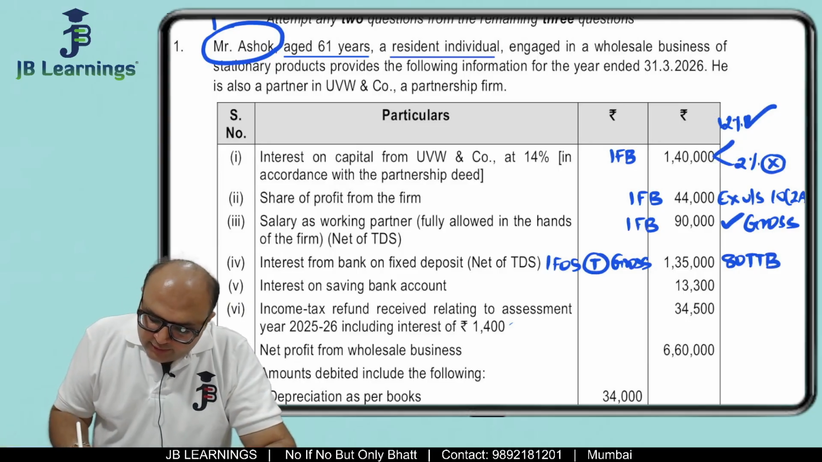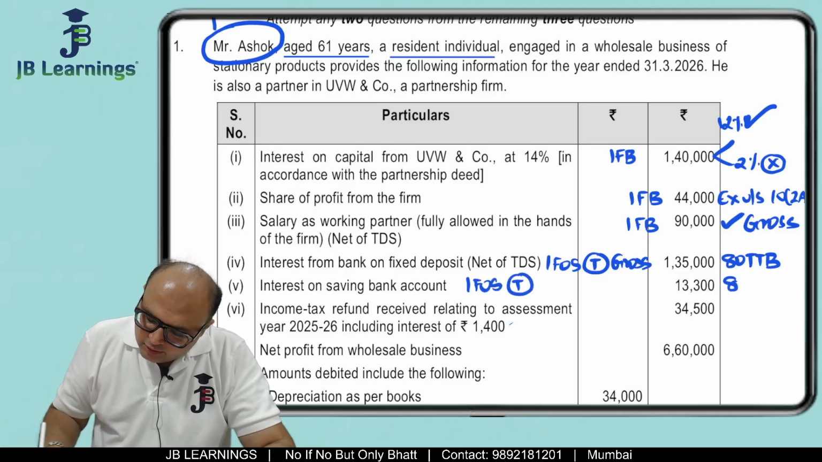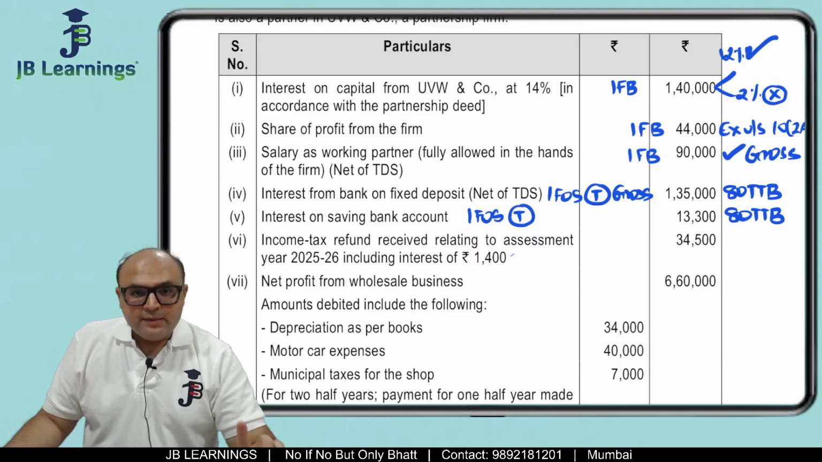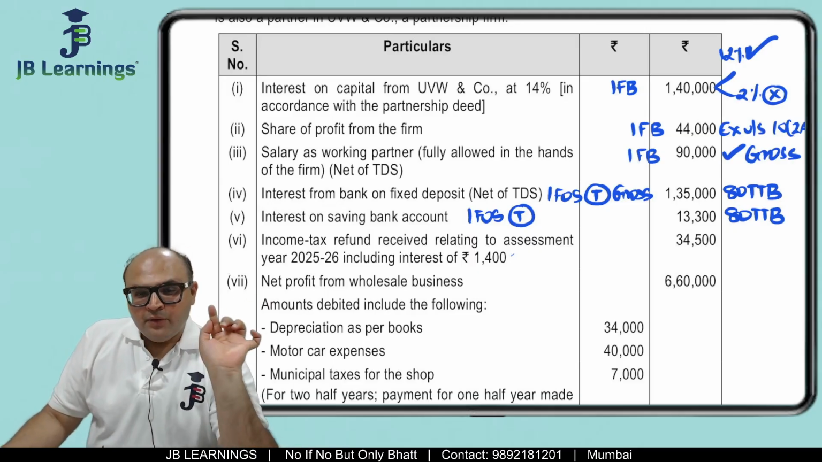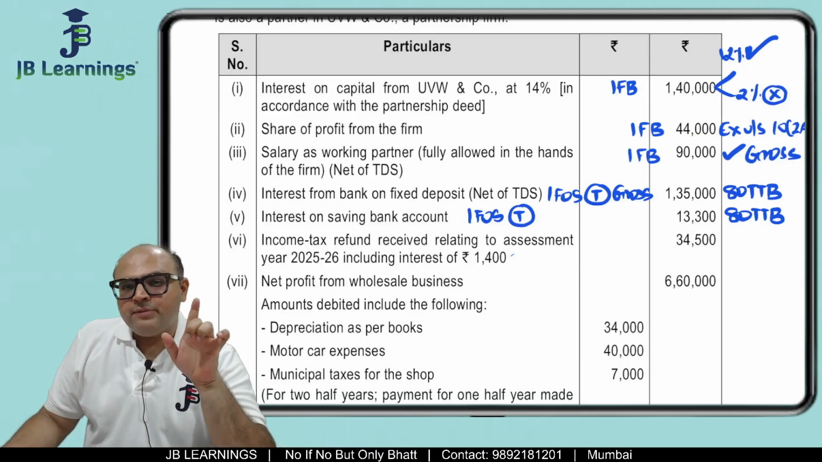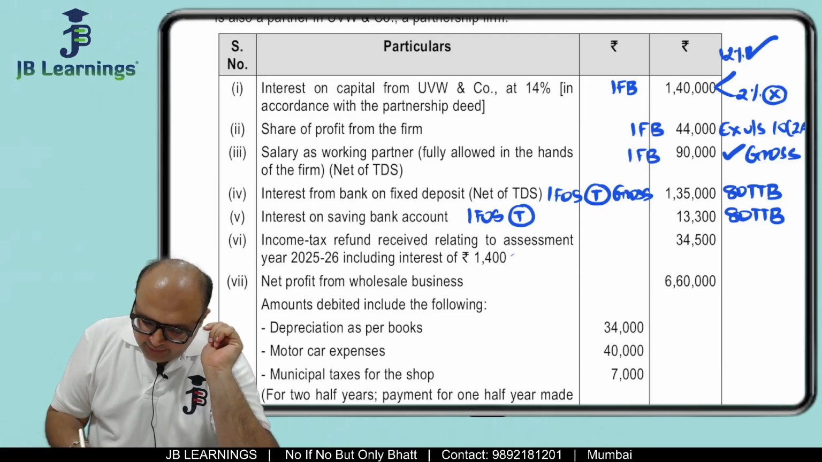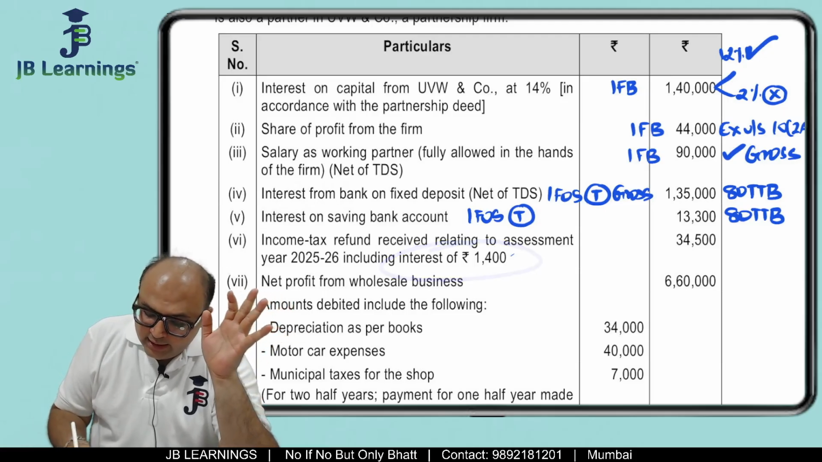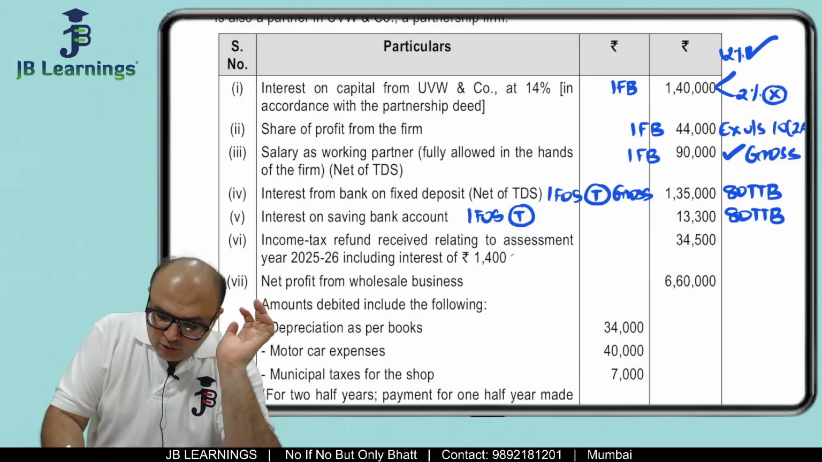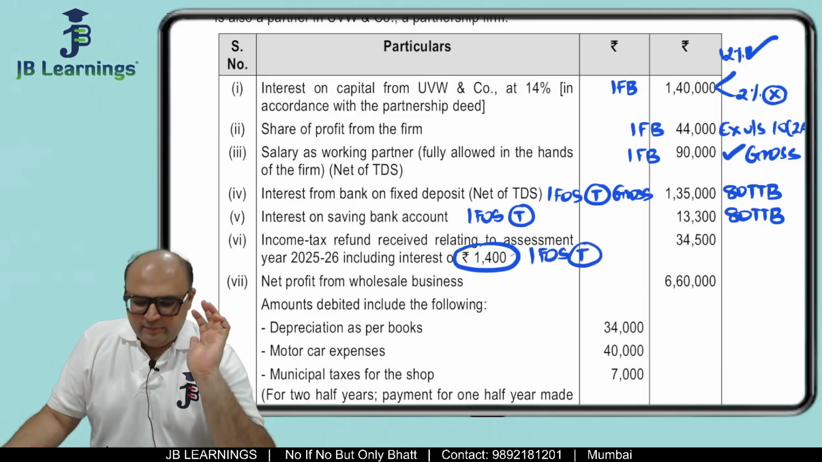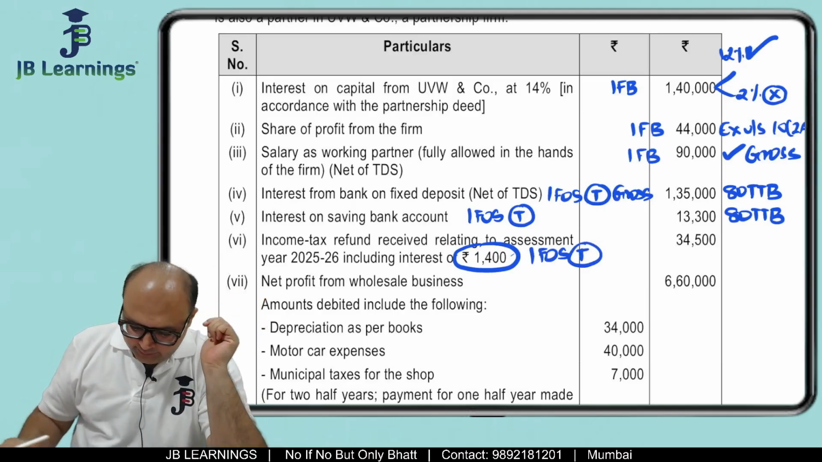Now interest on savings bank account. Again, this is income from other sources. This is taxable. This is also covered under 80TTB. Then income tax refund. See, income tax refund is not an income. But if you receive interest on income tax refund, then that interest amount is an income. So the income tax refund relating to some assessment here includes interest of 1400. So only this 1400 is my income from other sources, and this 1400 is taxable. The balance amount is not an income.